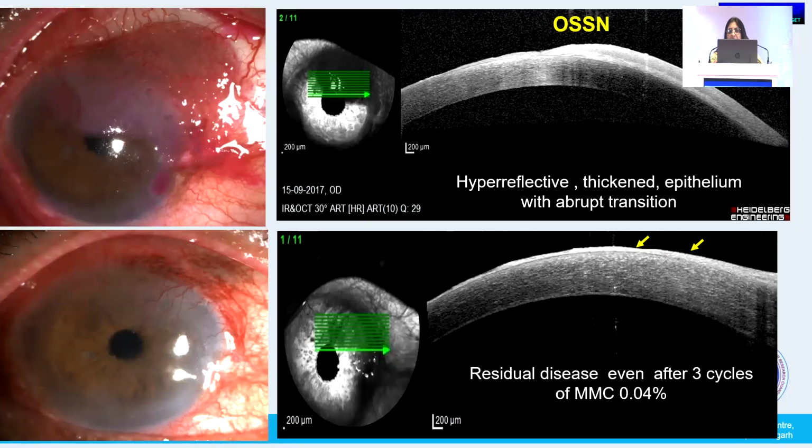So for example, this is classic, we know. This is a lesion seen on the cornea. There is a hyperreflective thickened epithelium with abrupt transition on the cornea. So we know that this is almost diagnostic of an OSSN.